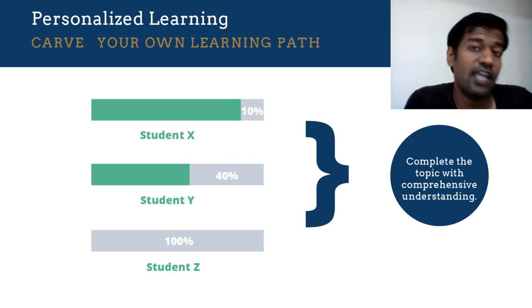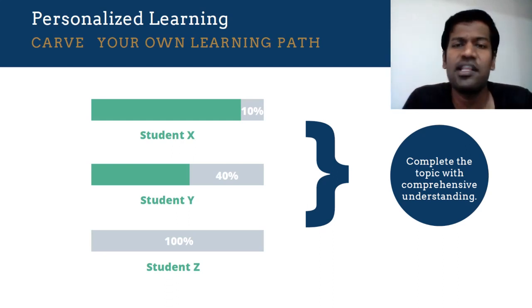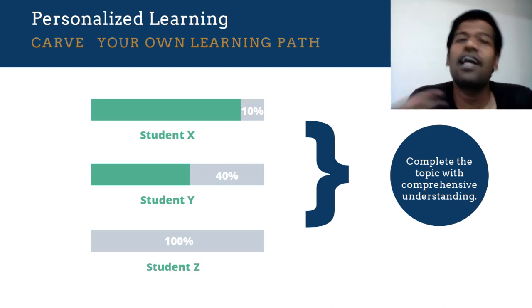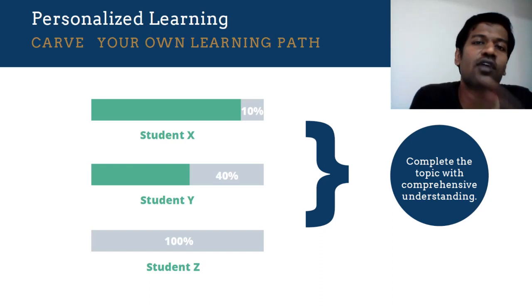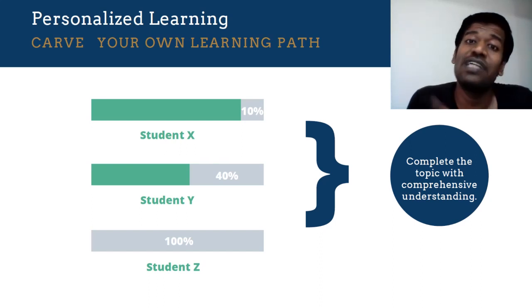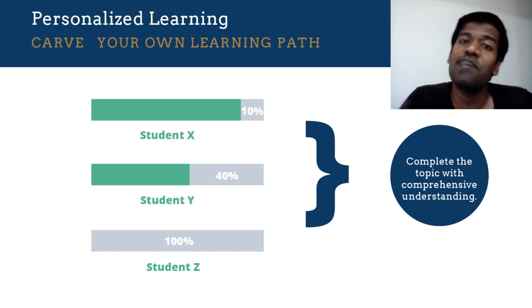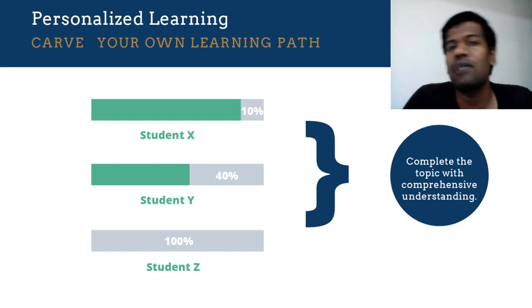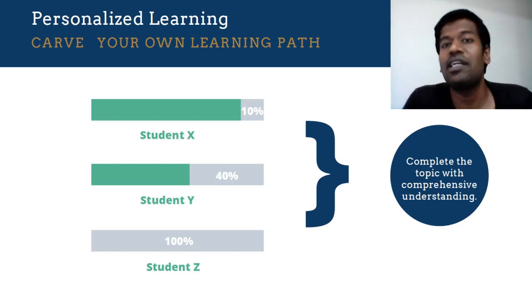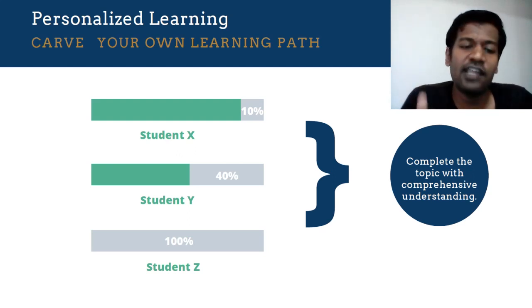Let's look at student Y, which is what most of the students are, with 40, 50, 60% of understanding and the remaining things in gaps, right? Again, the system will understand, okay, this student does not know these things. So let's only teach them what they don't know, and we'll skip what they already know. So again, student Y might complete the topic in 2 hours, but he is completing it with a good understanding with no gaps.